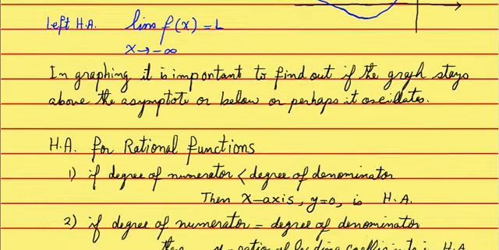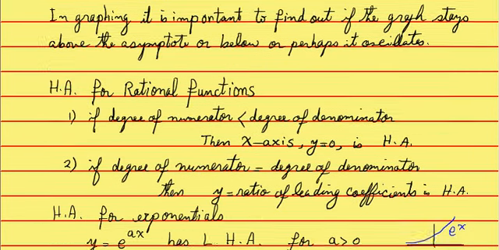Let's just quickly take a look at horizontal asymptotes for a variety of functions we have seen. For the rational functions, which is a ratio of 2 polynomials, if the degree of the numerator is less than the degree of denominator, then the x-axis, that is y equal to 0, is the horizontal asymptote. If the degrees are the same, if they match each other, then you take the leading coefficients and divide them, and y equal to that ratio is your horizontal asymptote. So that's a quick way of finding the horizontal asymptote.